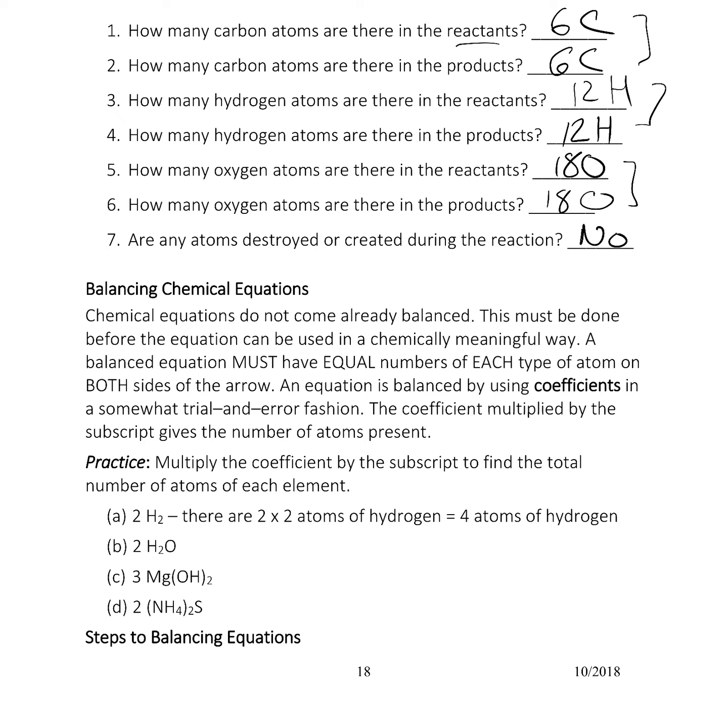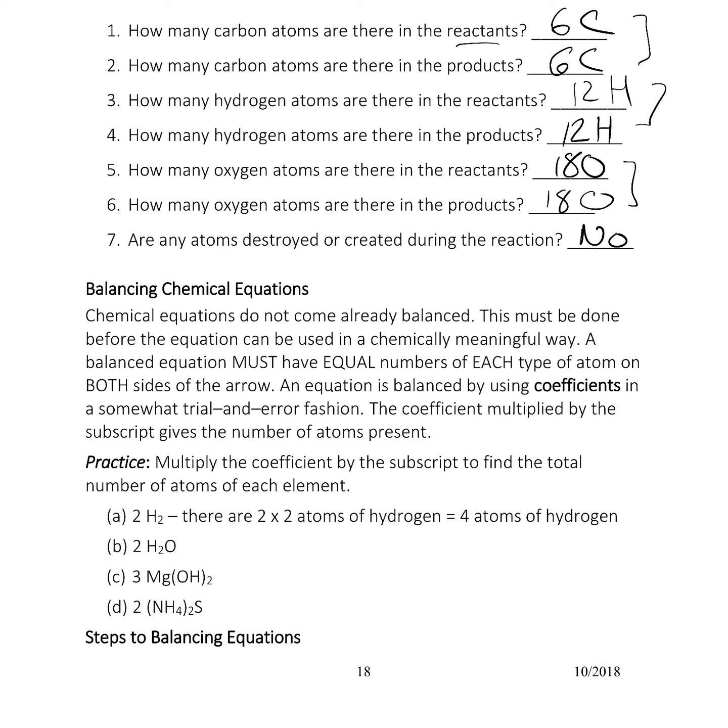Chemical reactions do not already come balanced. They must be balanced before the equation can be used in a chemically meaningful way. A balanced equation must have equal number of each type of atoms on both sides of the arrow. An equation is balanced by using coefficients in a somewhat trial and error fashion. The coefficient multiplied by the subscript gives the number of atoms present. Multiply the coefficient by the subscript to find the total number of atoms of each element.